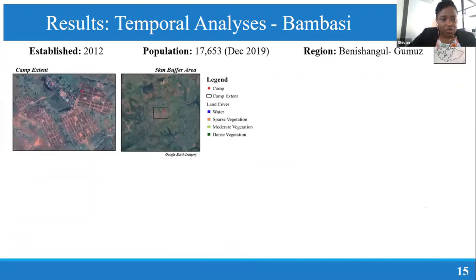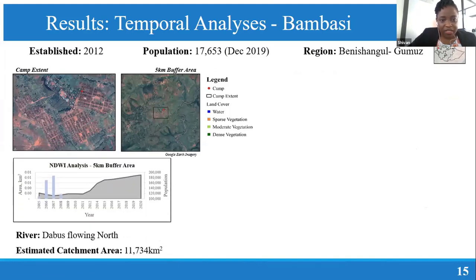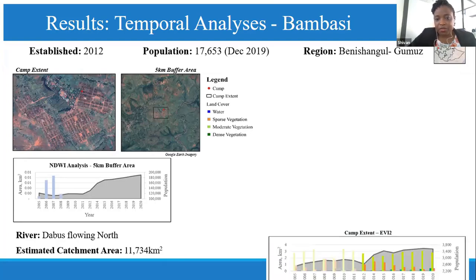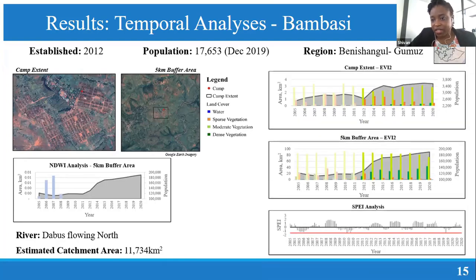When we get a closer look at this camp, we see the actual camp in a zoomed in image from Google Earth imagery. And there's a river that is crossing the study area. This is the Dabus River. It's flowing north. At the northmost point, the catchment area is 11,734 square kilometers. And to better understand what was happening, we analyzed the areas that we developed from the classification.